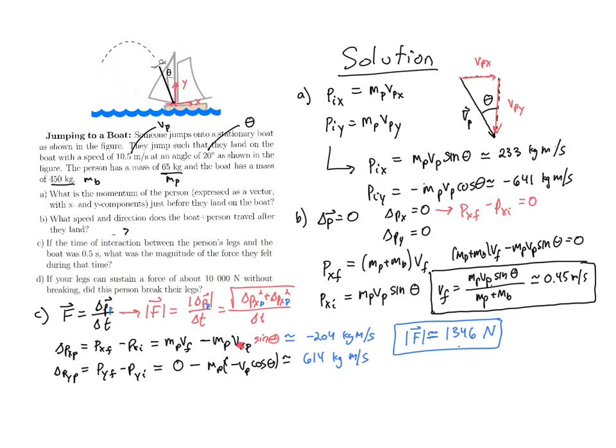So now I can answer part D. If your legs can sustain a force of about 10,000 newtons without breaking, did this person break their legs? Of course, you can see what I was thinking here. Oh my god, this person's jumping into a boat. I just made this problem randomly up. I don't know if I've ever done this. Would this person's legs break? So I found out that that's about how much force your legs can take. But actually, this force is significantly below that. So, no, your legs would not break.